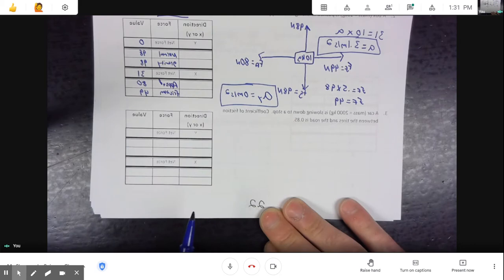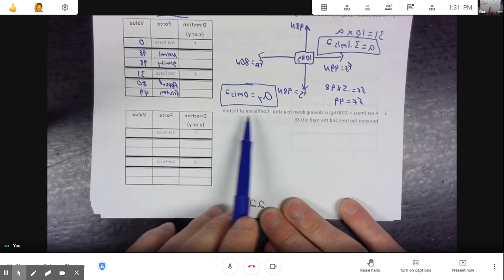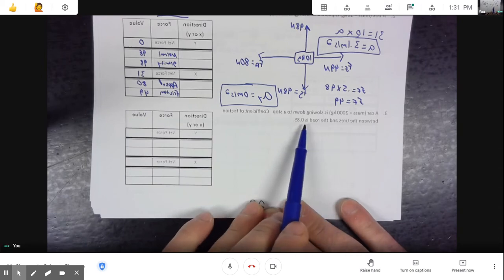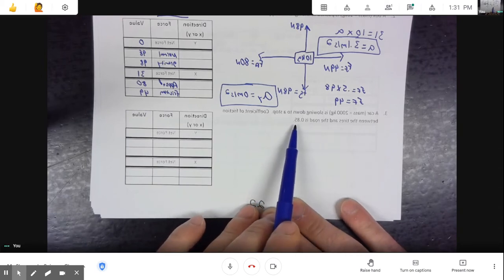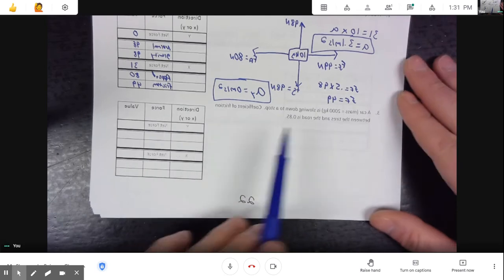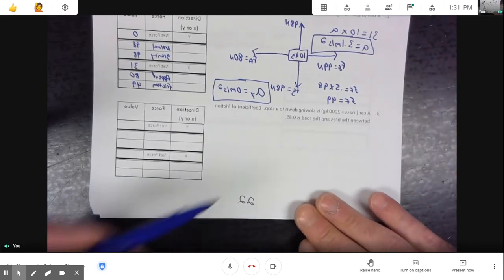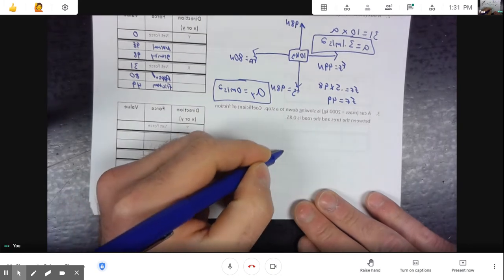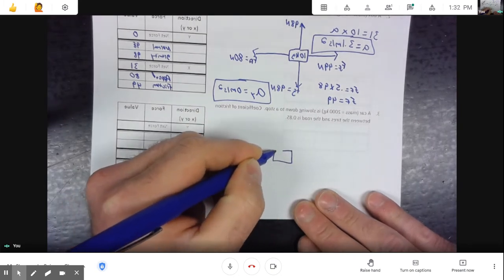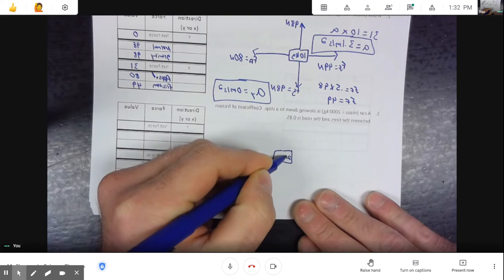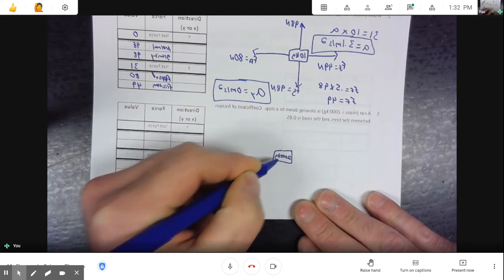The problem reads, a car is slowing down to a stop. The coefficient of friction between the tires and the road is 0.85, so that is the mu. The mass of the car is 2,000 kilograms. All right, so let's start by drawing our free body diagram. Draw my car here, 2,000 kilograms.